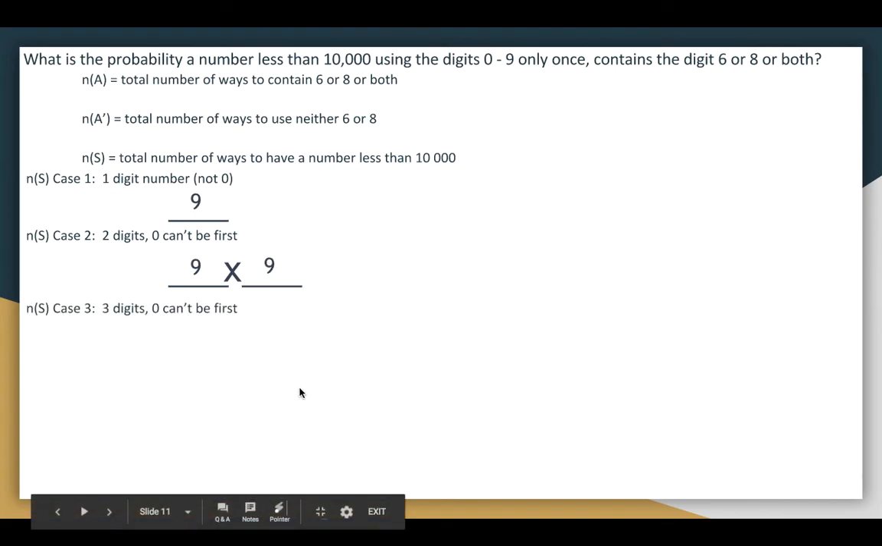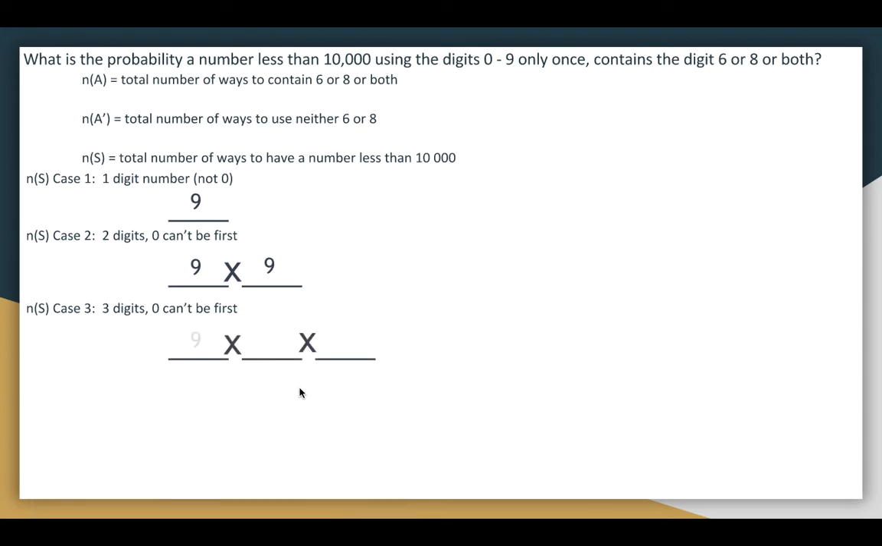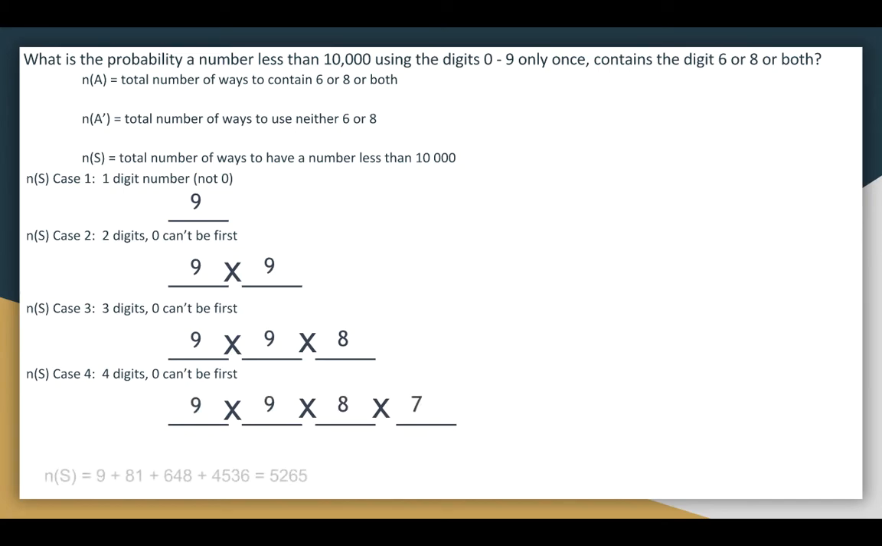Case 3 is 0 can't be first again. So there are 9 ways to do the first, 9 ways to do the second, and then 8 ways to do the third because you've slotted 2 of the digits. Remember, there are 10 digits to work with. 0 is a digit, but it can't come at the beginning. And case 4 would be the 4 digits 9, 9, 8, 7.